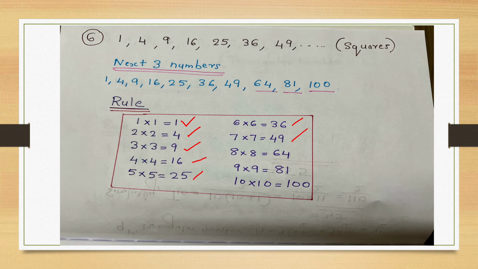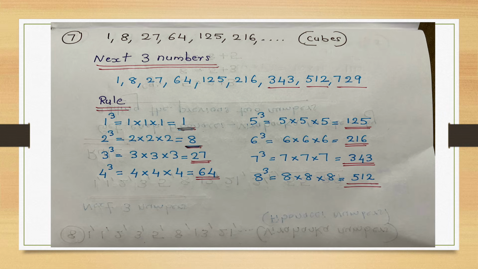That is 8 times 8, 64. Then 9 times 9, 81. 10 times 10, 100. So these are squares. Okay.